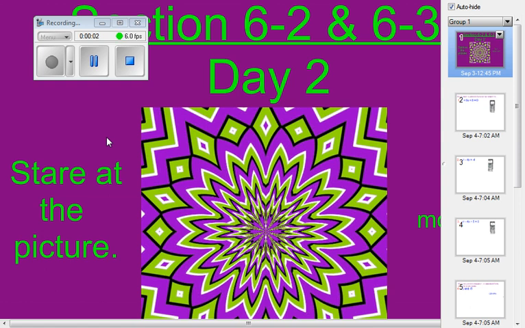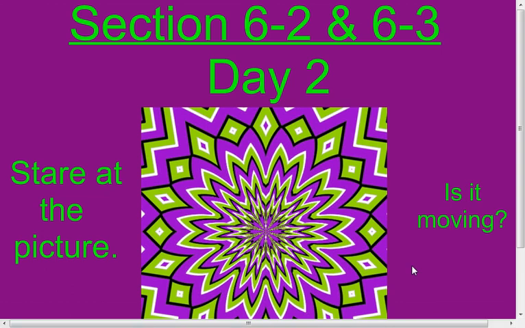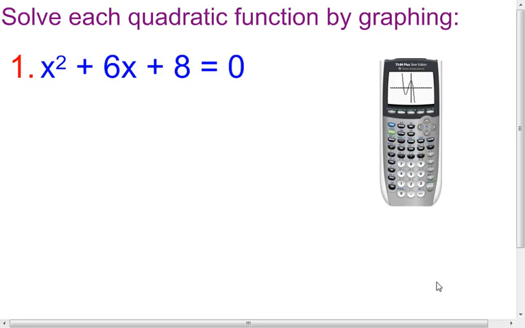Okay, so we are going to look at some other things with quadratic functions today, or parabolas. Just a fun little thing to get you started here. If you look at this picture, it probably looks like it's moving, but it's really not. So we are first of all going to use our graphing calculators to help us today.